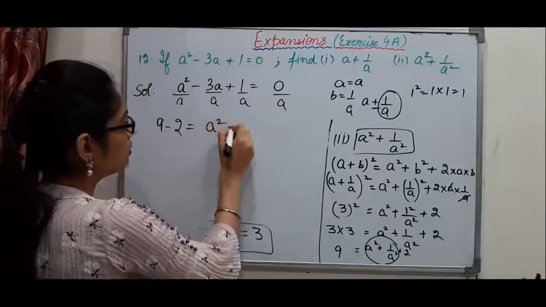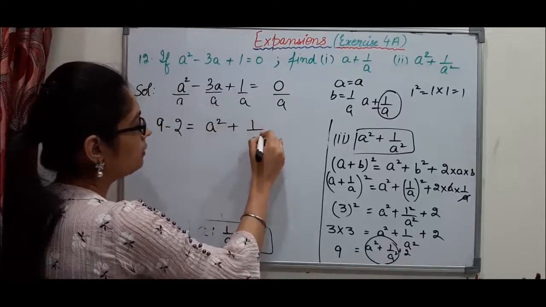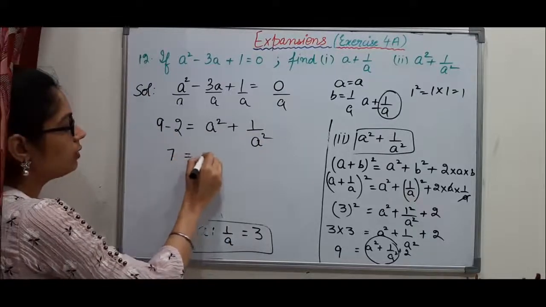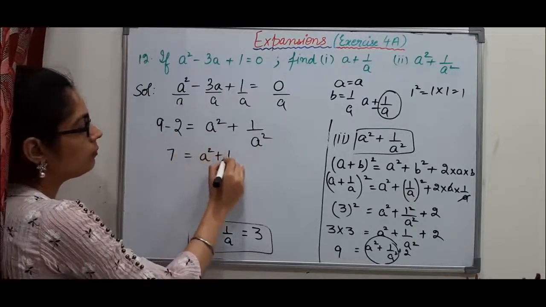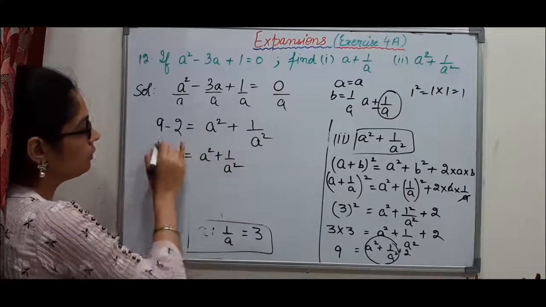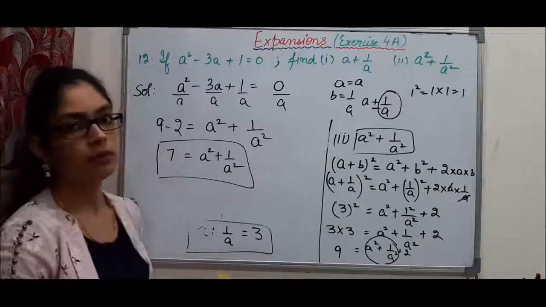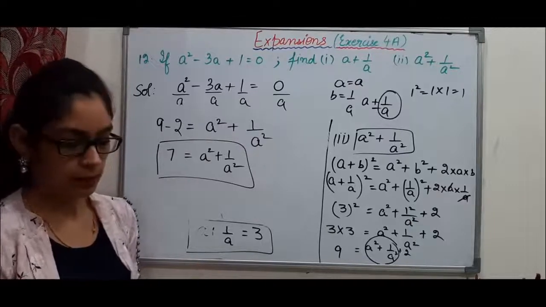So 9 minus 2 is a square plus 1 by a square. 9 minus 2 is 7, it equals a square plus 1 by a square, which means a square plus 1 by a square is equal to 7. Now let's do the next question.